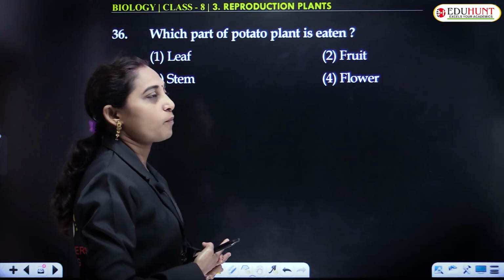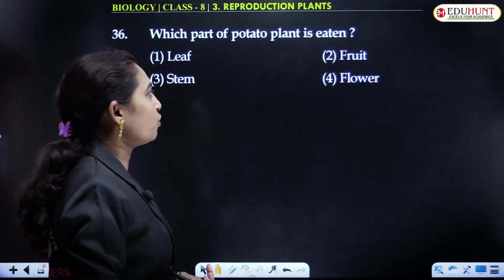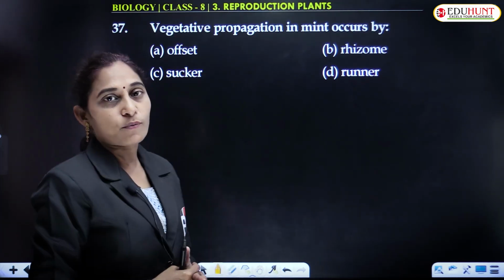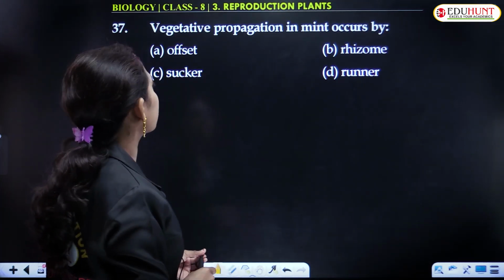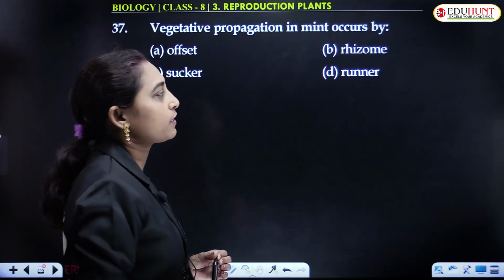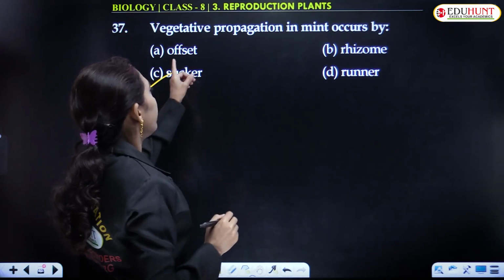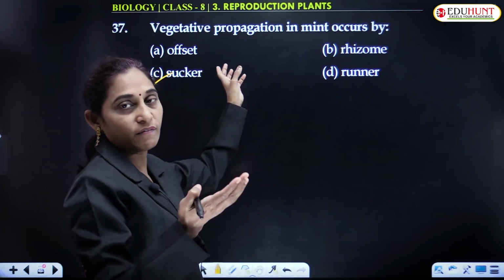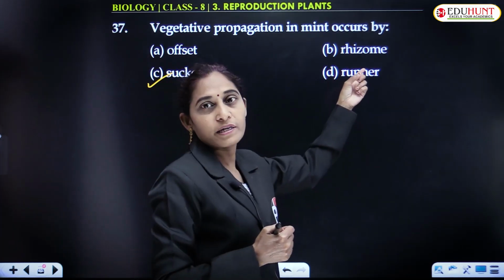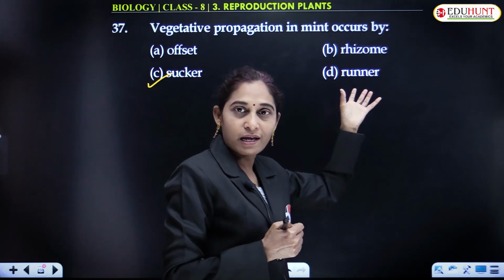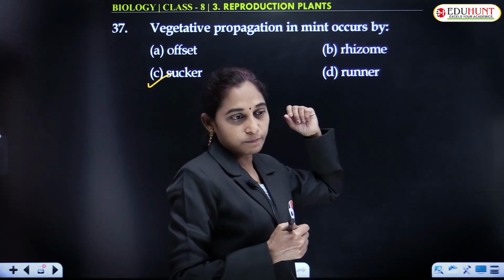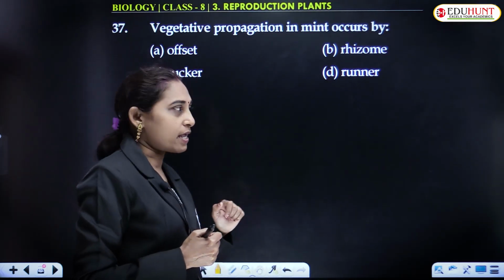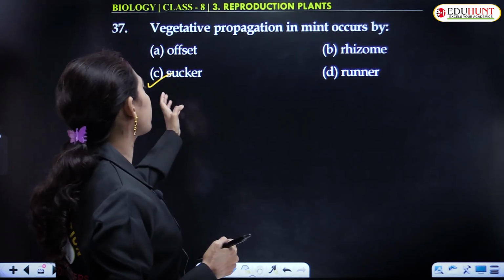Which part of potato plant is eaten? We eat tuber. Tuber is a stem. Vegetative propagation in mint occurs by sucker. In offset, as an example we mentioned Pistia. Pistia is a hydrophyte, free floating hydrophyte. For rhizome, we mentioned ginger as an example. Musa, that is banana. And turmeric also we mentioned. For runner, we mentioned Oxalis. So the correct option is sucker.